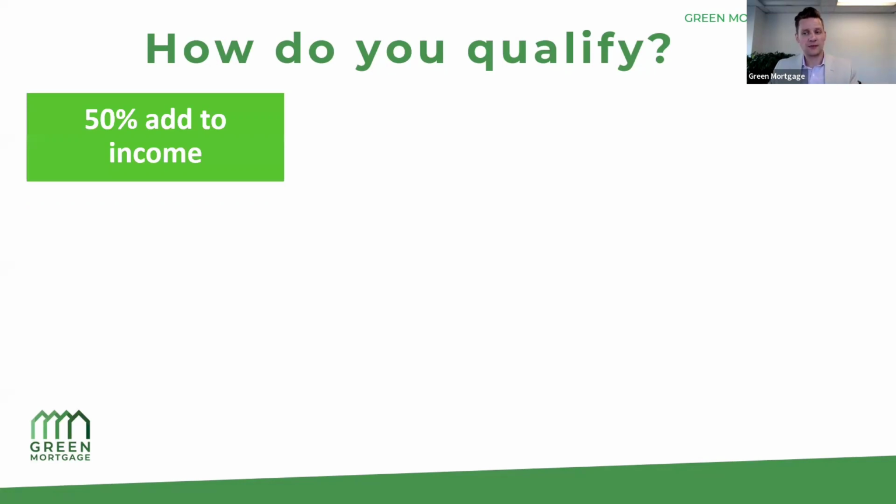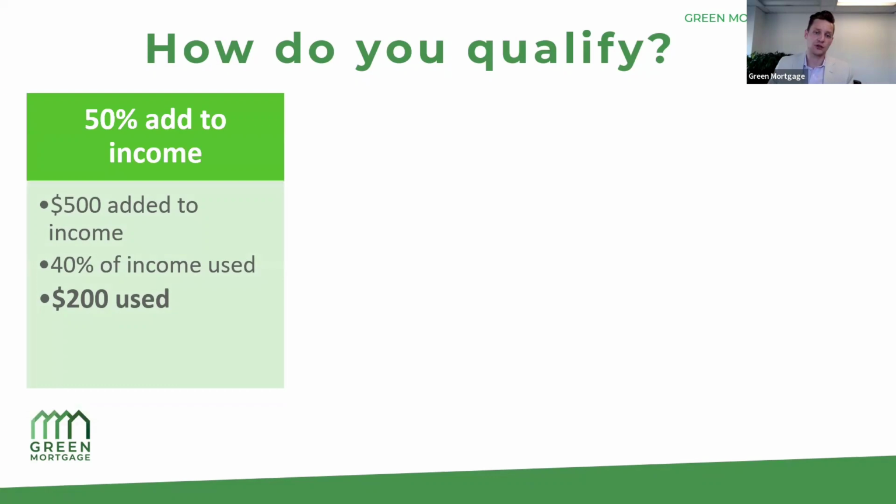So the first one is what's called the 50% add to income method. So what the lenders do is if there's $1,000 a month in rent, they would take 50% or $500, add it to your income, and they usually want about 40 or 44% of your income to be used towards all of your debts. And so really they're only using about $200 of that rental income to help you qualify.